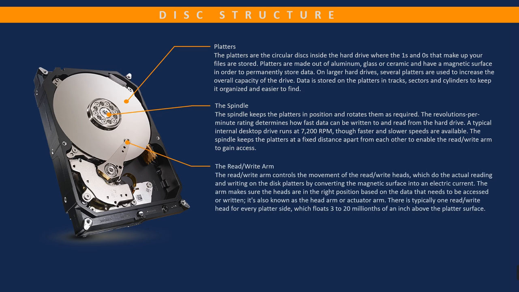So that one is the read write arm. The read write arm controls the movement of the read write heads, which do the actual reading and writing on the disk platter by converting the magnetic surface into an electric current. The arm makes sure the heads are in the right position based on the data that needs to be accessed or written. It's also known as the head arm or actuator arm.